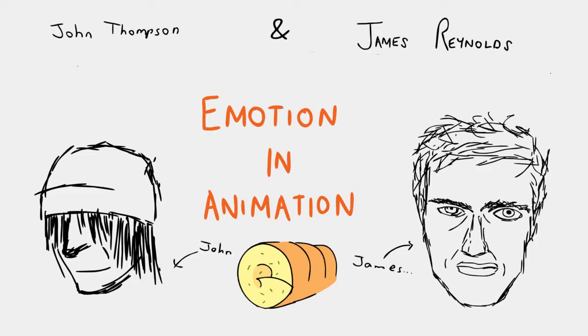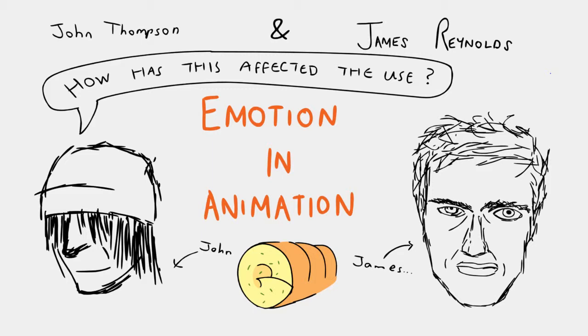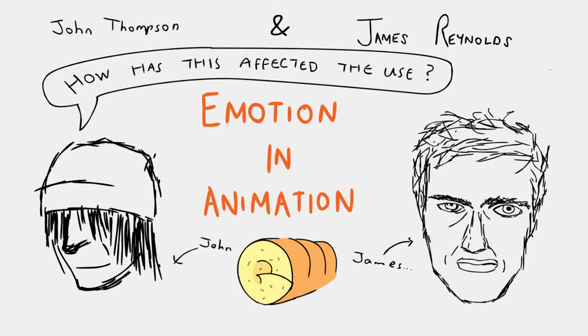Animation has come a long way in the last 20 years or so. Pixar's Toy Story was the first fully computer-generated, full-length feature film and the beginning of a CGI revolution. So how has this affected the use of emotion within animation? Well, let's take a look at how emotion is defined to start with.